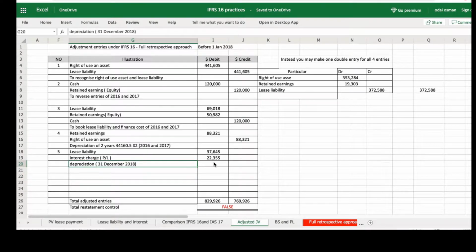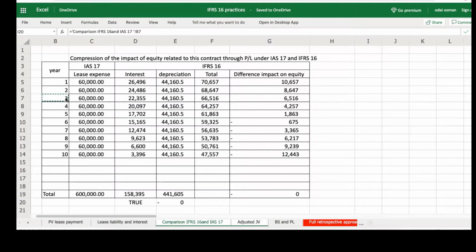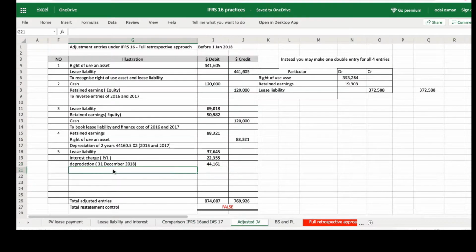And we do have the depreciation. The depreciation is the third year 2018 depreciation. And in the credit side we have right of use asset, which would be decreased by the depreciation amount, because we depreciate the right of use asset yearly. And we do have the operating lease expenses, profit or loss.